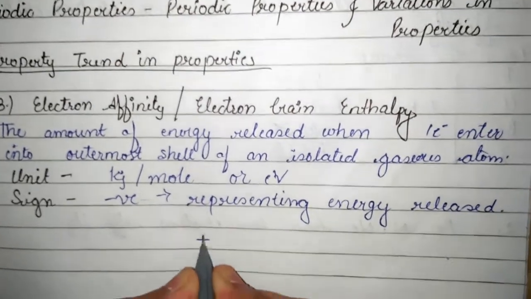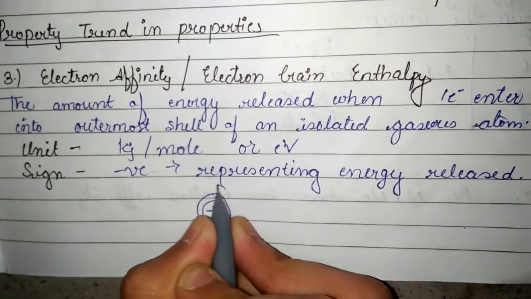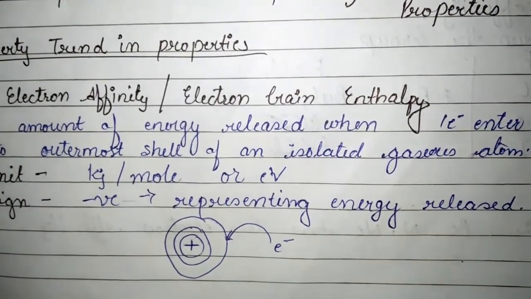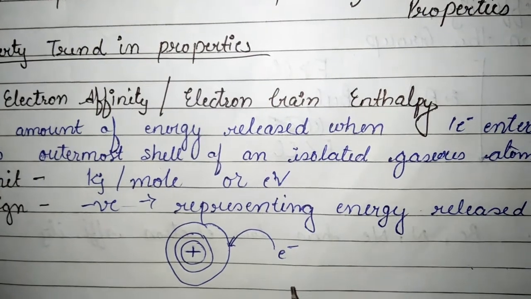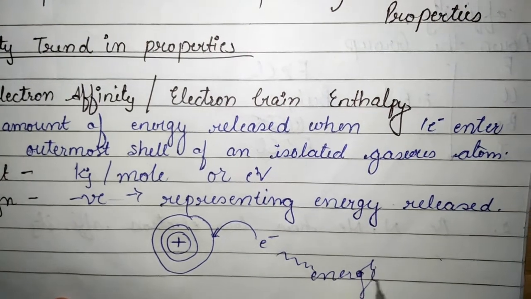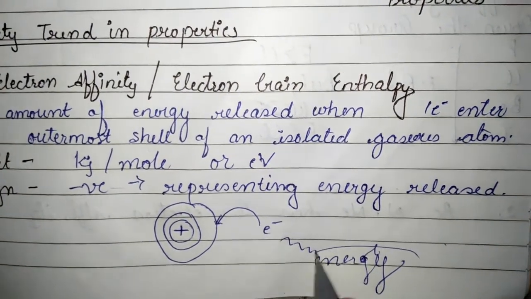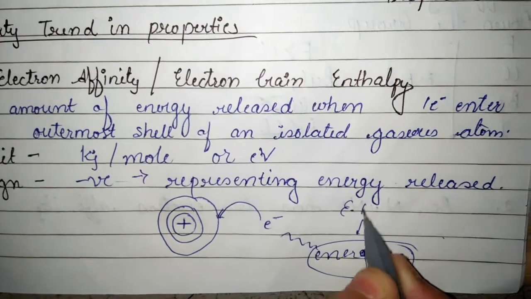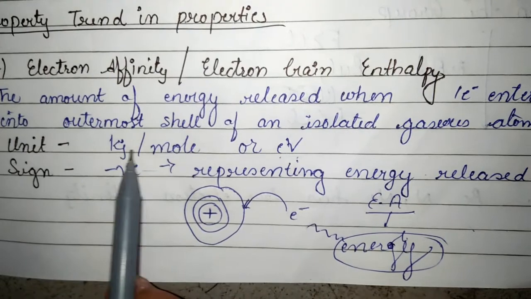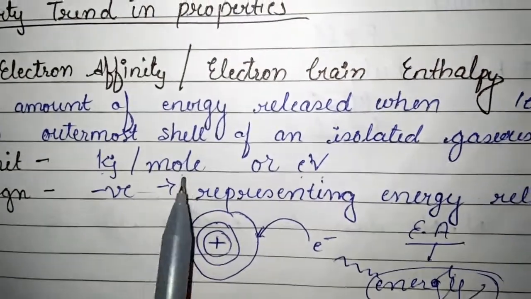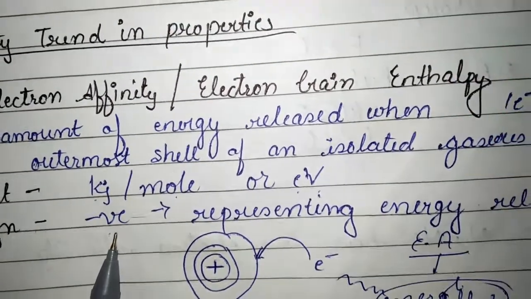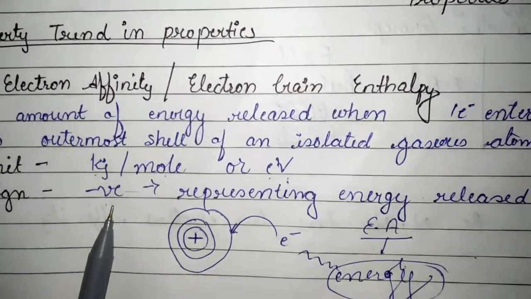Suppose this is any atom and an electron wants to enter into the shell. Some energy has to be released, and this released energy is known as electron affinity. Its unit is electron volt or kilojoule per mole. Its sign is negative because it represents the energy released. That's why we are using a negative sign for representation.